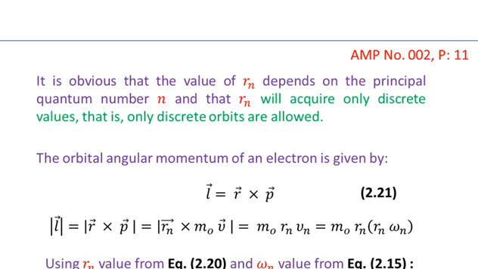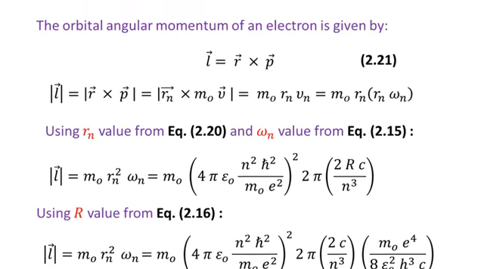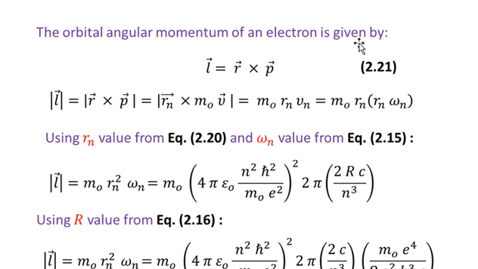Next, we want to calculate the orbital angular momentum using the Bohr atomic model. The orbital angular momentum of an electron is given by L equal to R cross P, where R is the radius of the orbit, P is the momentum of the electron in that orbit, and small l is the orbital angular momentum of the electron. In the next step we are going to take the magnitudes of these quantities. So the mod of L is equal to the mod of R cross P.